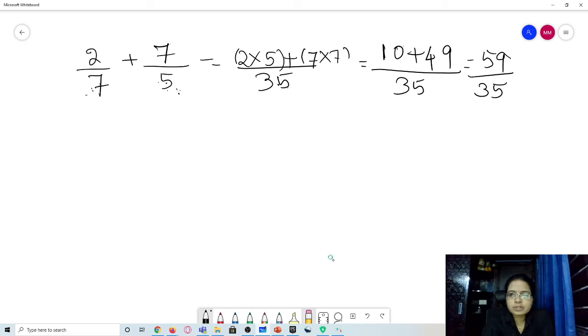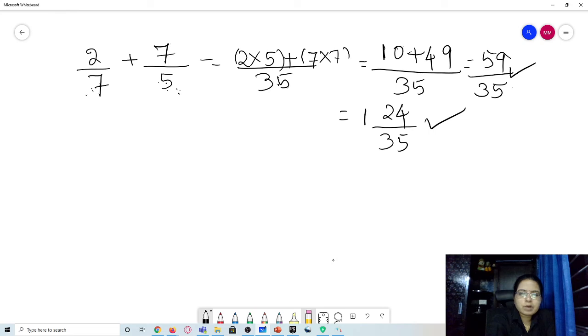This is an improper fraction. Now we can convert this improper fraction into a mixed fraction. This is also correct. And if we convert this improper fraction into a mixed fraction, then just divide 59 by the denominator 35. The quotient is 1, then the remainder 24 divided by 35. This is the mixed fraction 1 and 24 divided by 35. Now 2 divided by 7 plus 7 divided by 5 is 1 and 24 divided by 35.